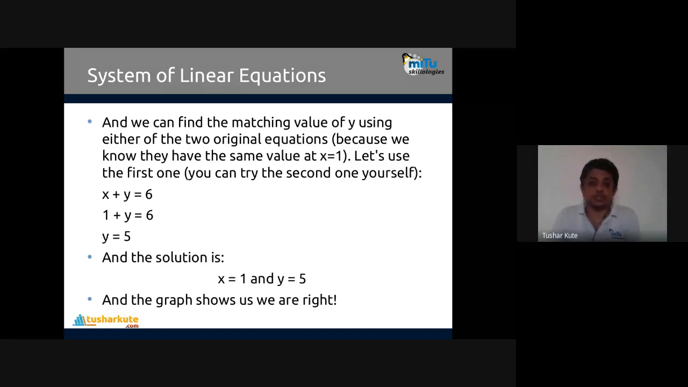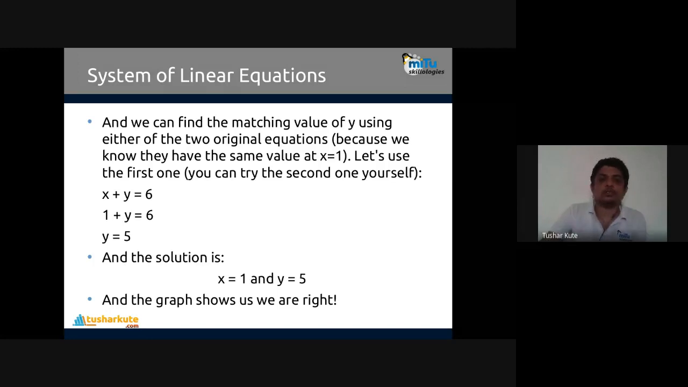So let's use the first one. You can use the second one also by yourself. See, x plus y is equal to 6. If the value of x is 1, then what is the value of y? 5. And the solution is x is equal to 1, y is equal to 5. And the graph shows we are right.